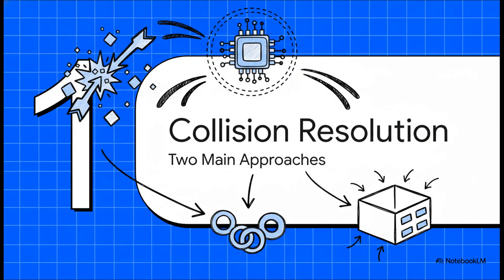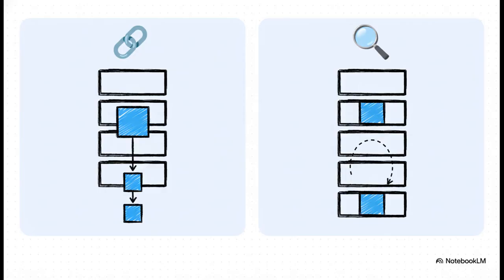So, if collisions are basically inevitable, how on earth do we fix them? Well, luckily for us, programmers have come up with a couple of clever strategies to handle this. Let's check them out. Okay, so on one side we have what's called chaining. With this method, you can think of each slot in the table as a little hook. If two items are supposed to go in the same slot, no problem. We just hang the second item on a chain hanging off that hook.